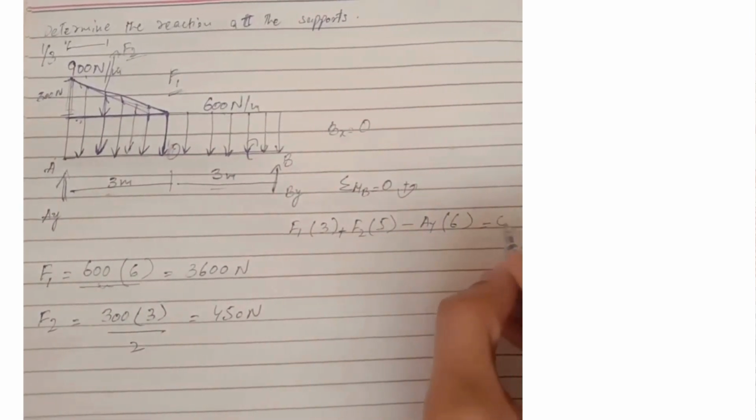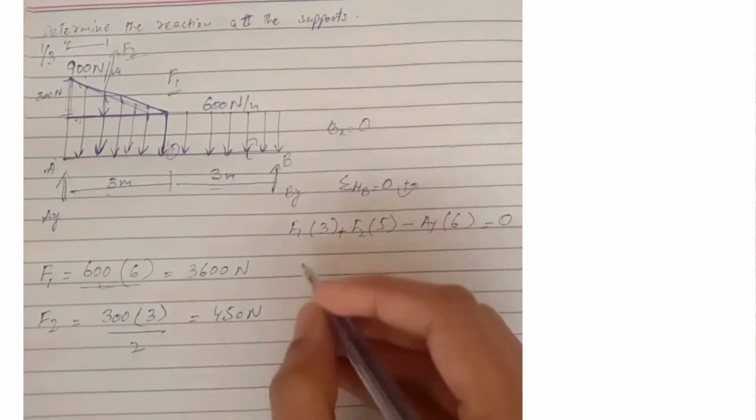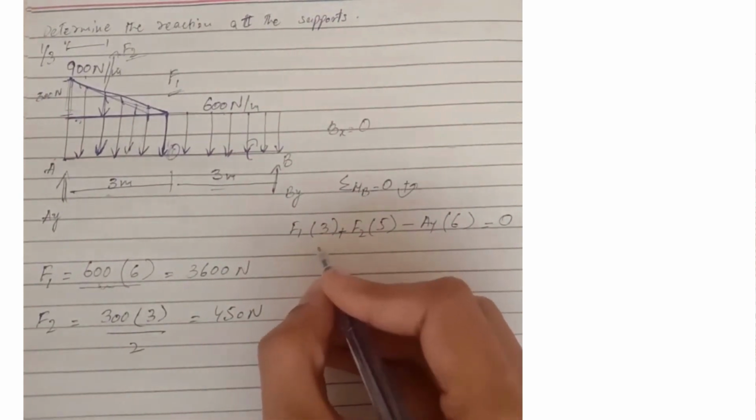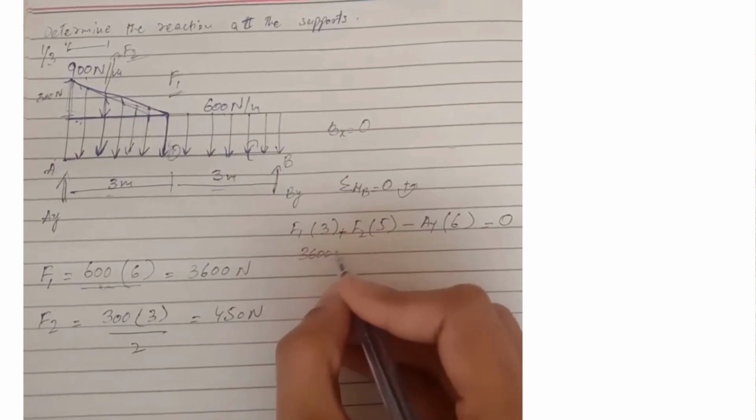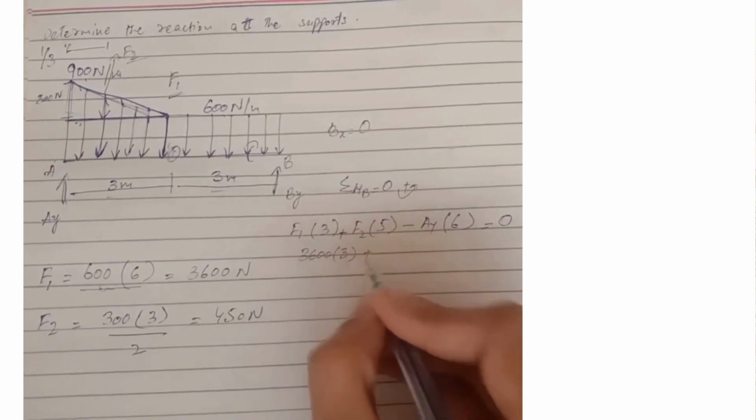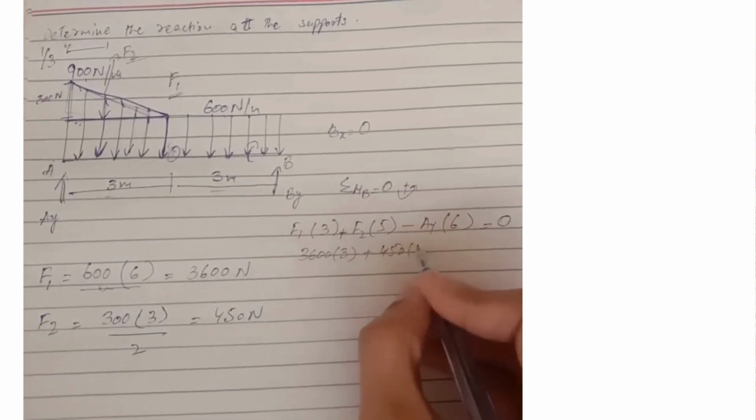We already found F1 and F2, so you go ahead and plug them in, 3600 and 450 respectively, and you solve for Ay, and you get that Ay is equal to 2.175 kilonewtons.